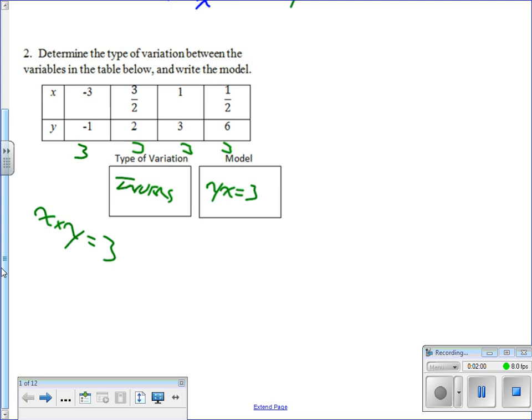X times y equals 3, or y equals 3 over x. Either one of those would be sufficient answers. Okay. Questions?